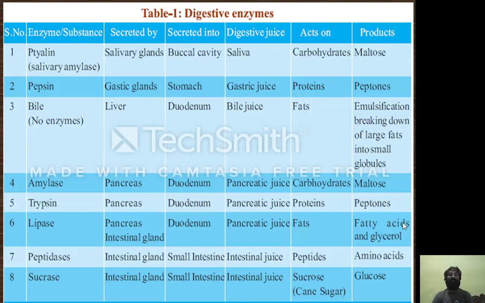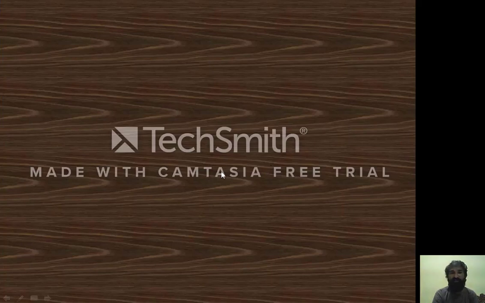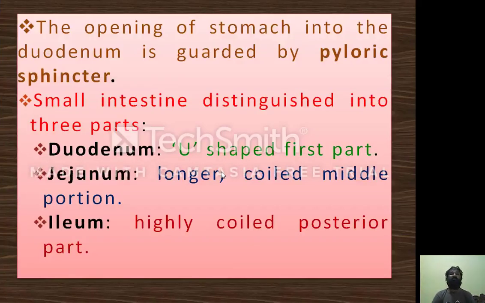In the small intestine the complete digestion takes place, forming fatty acids, glycerols, amino acids and glucose, which are absorbed by the special finger-like projections in the small intestine called microvilli. Microvilli absorb these very simple digestive materials into the blood, and the blood carries them to each and every cell. As you see here, the opening of the stomach into the duodenum is guarded by a sphincter called the pyloric sphincter.